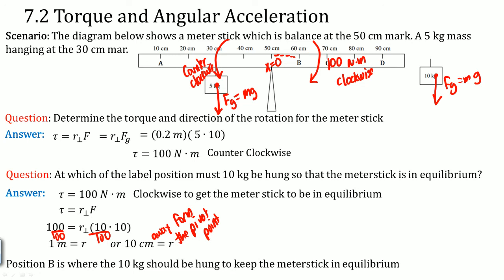The reason why the mass can be placed closer to the pivot point is because it has a higher mass. That's why the R is a lower value than for the 5 kilogram object.